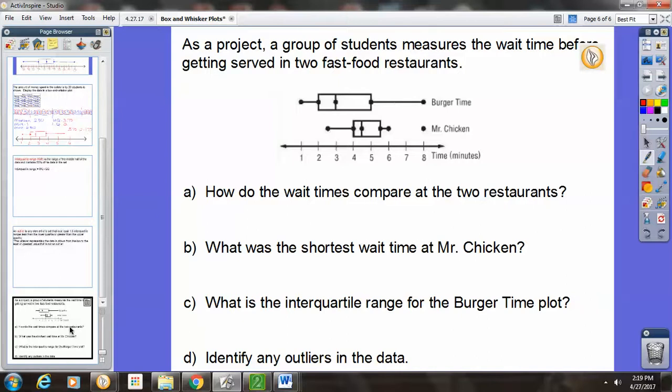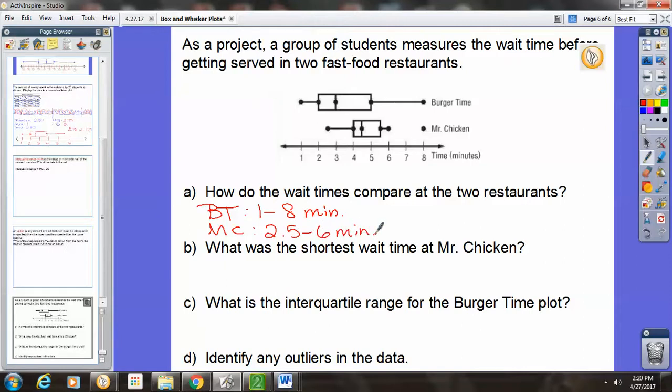Last one here. It says, as a project, a group of students measures the wait time before getting served in 2 fast food restaurants. A, how do the wait times compare at the 2 restaurants? Well, we have Burger Time, let's say BT, and we have Mr. Chicken. So, Burger Time, what's our wait time? 1 to 8 minutes? How about Mr. Chicken? 2.5 to 6 minutes.